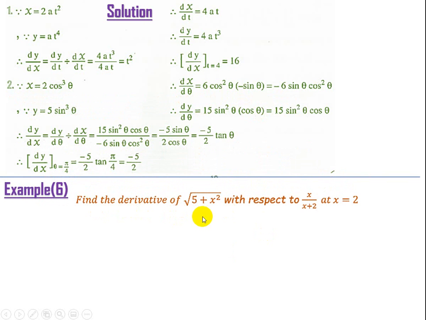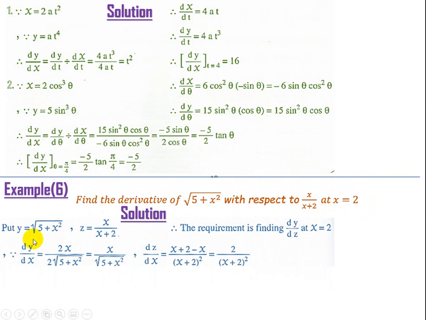Find the derivative of root of 5 plus x squared with respect to x over x plus 2 at x equals 2. So here put y equals root of 5 plus x squared and z equals x over x plus 2. So the required is finding dy by dz at x equals 2. I will get dy by dx, the derivative of y with respect to x, is 2x over 2 root of 5 plus x squared. Cancel the 2, so it will be x over root of 5 plus x squared.